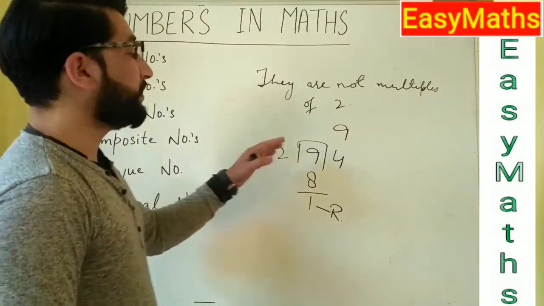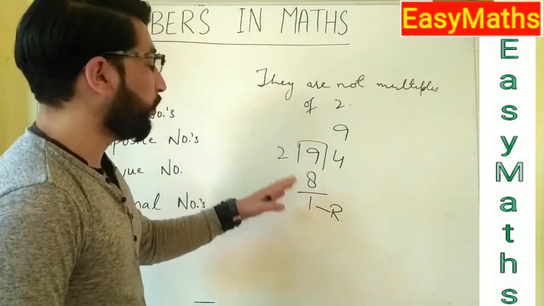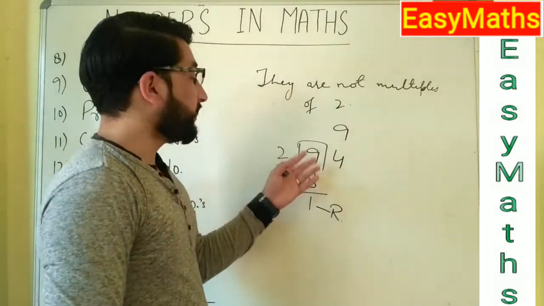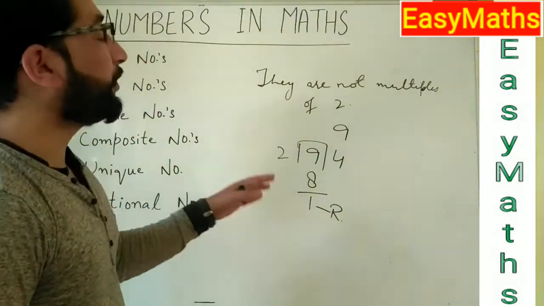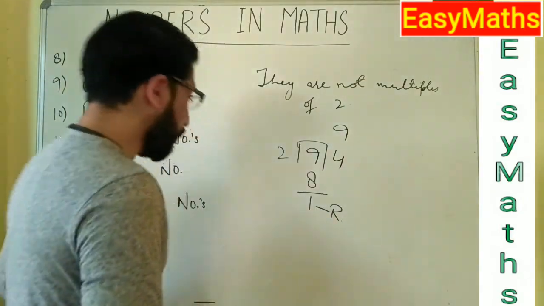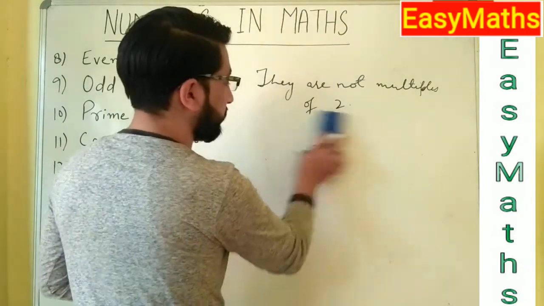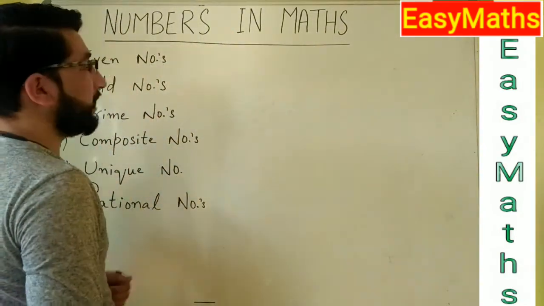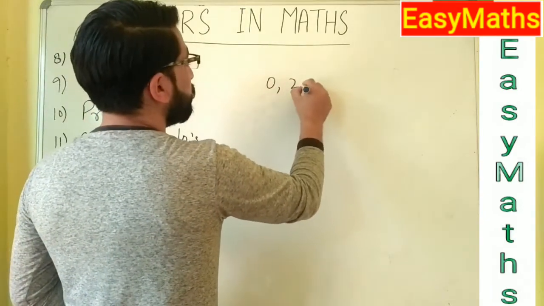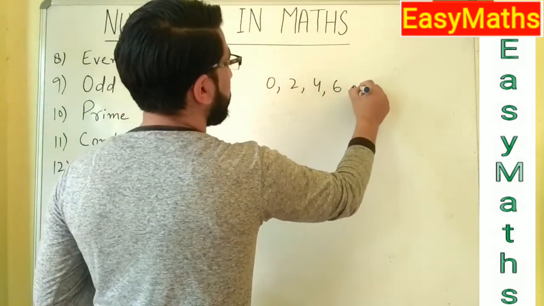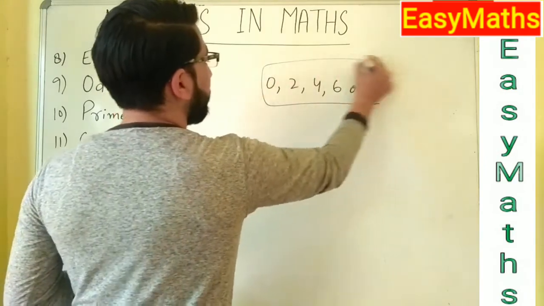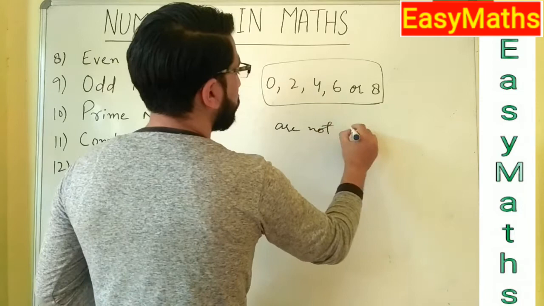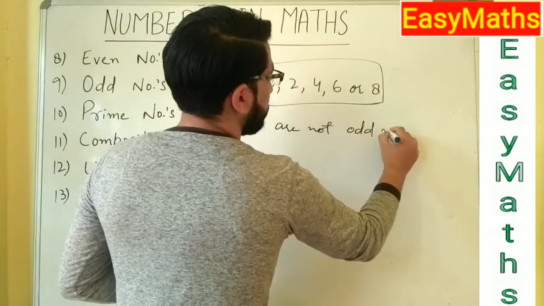So whenever we divide any number by 2 and obtain a remainder greater than 0, at that time the given number is said to be an odd number. Or we can use those digits as well, which we have used in even numbers, 0, 2, 4, 6 or 8. The numbers that end with these digits are not odd numbers.